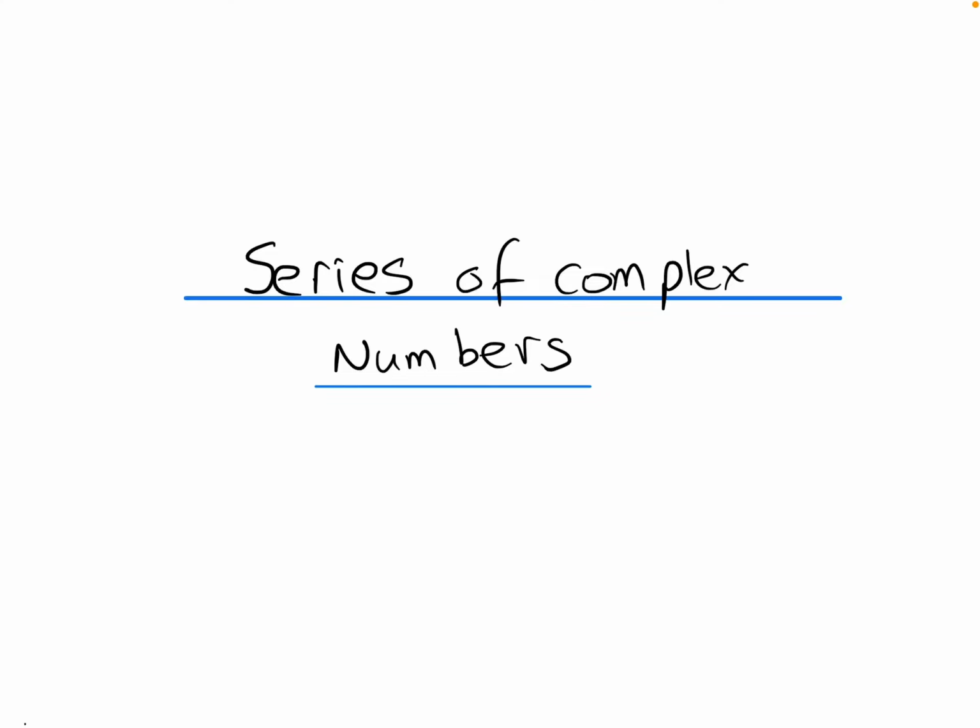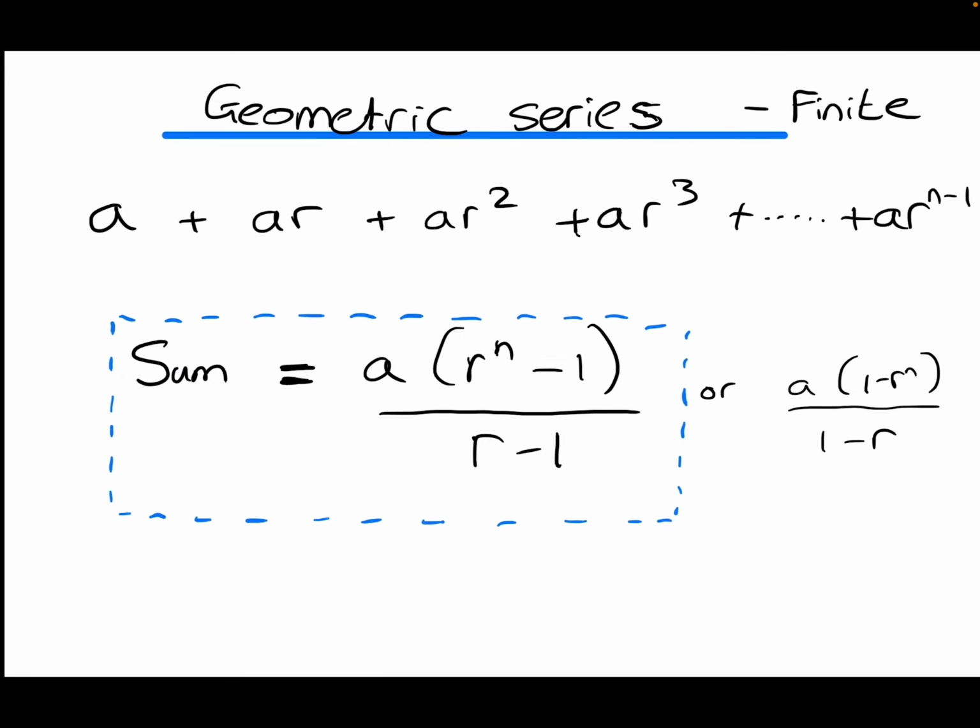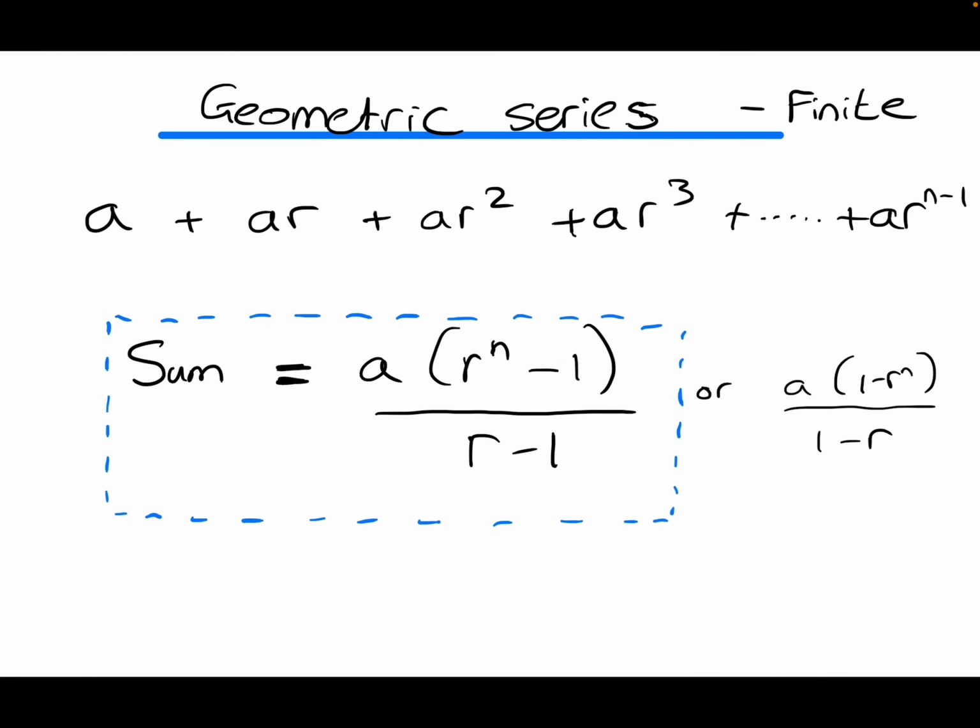This video is about how we can write a series of complex numbers in different forms. We're going to do 3 examples, but before we get to those, we need to do a little bit of backstory. We need to remind ourselves firstly about the sum of geometric series. So just a quick reminder that a general finite geometric series looks like this, and the sum is given there. It can be written in 2 different forms.